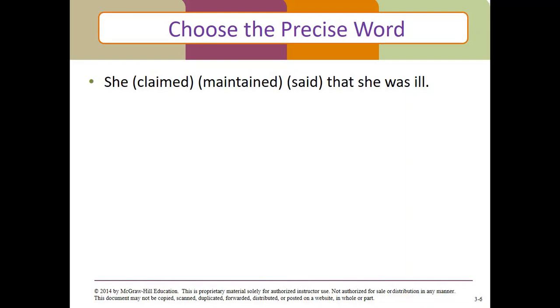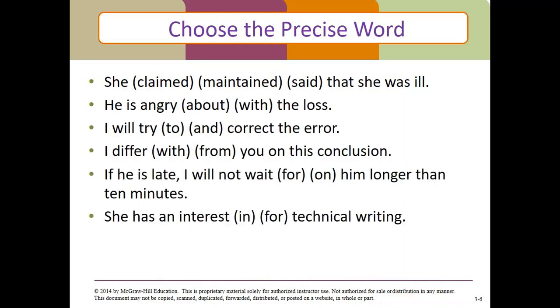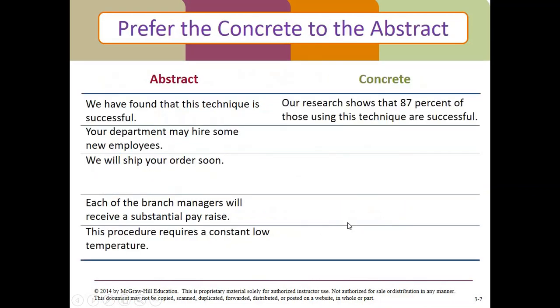So you should consider collocation when you choose the word, because if you do not use a precise word, if you do not consider collocation, your sentence will be grammatically correct, but it will be hard for the readers to understand. There are some other examples. If you look at the last one, she has an interest in or for technical writing. If you know the collocation, interest in is more appropriate than interest for. So we should write she has an interest in technical writing.